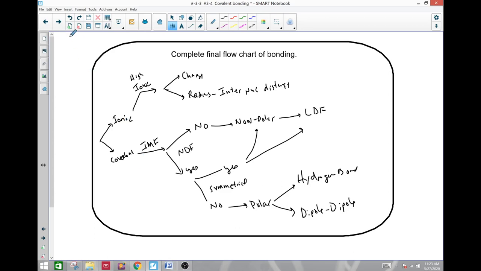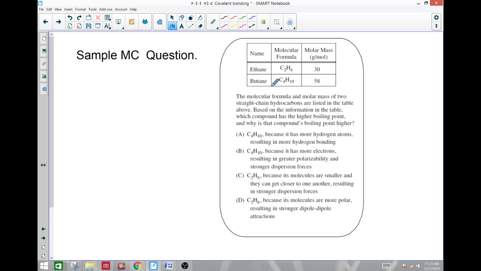Really important. Let's flip to a couple of questions here. We have ethane and butane. The first thing I'm looking for is nitrogen, oxygen, fluorine. None of those are there, so the only thing we have available to us is London dispersion forces. The factors affecting London dispersion forces are number of electrons and length of chains. More mass is kind of giving you a hint into the number of electrons. The molecular formula and molar mass of two straight chain hydrocarbons are listed in the table above. Based on the information in the table, which of the following has the higher boiling point and why? Well, I'd be looking for the longer chain to have the higher boiling point. So C4H10. I want to cross out those two because they're too short, too small.